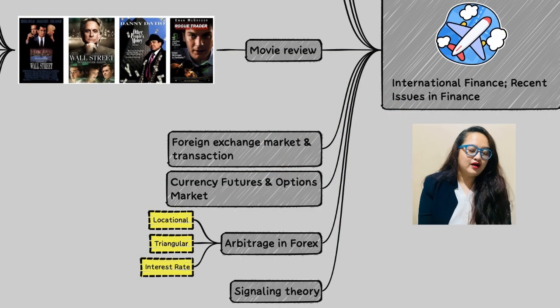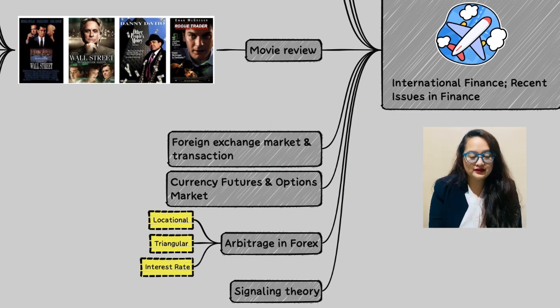Move on, we have foreign exchange market and transaction. And then we also discuss currency futures and options markets. And then arbitrage. I put 3 things about arbitrage in Forex, including locational, triangular, and interest rate. And the last one is signaling theory.